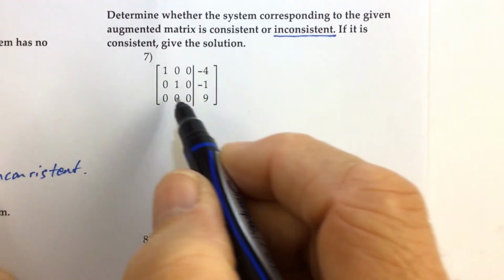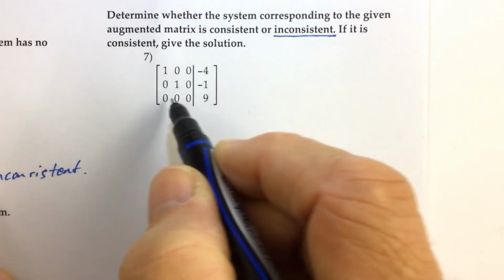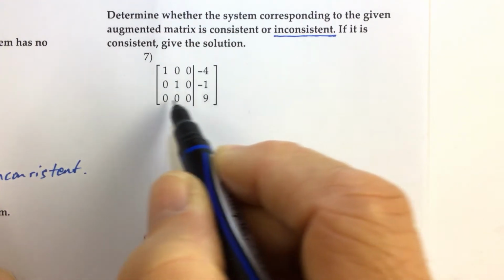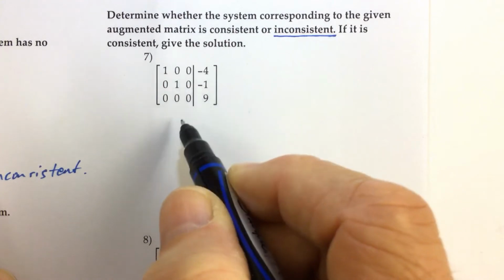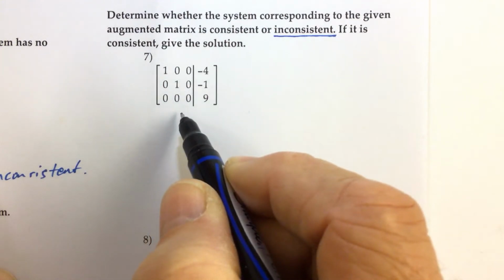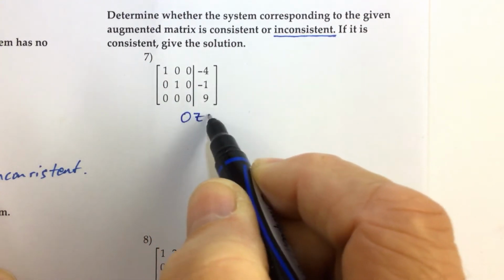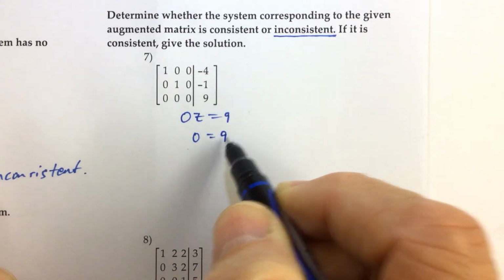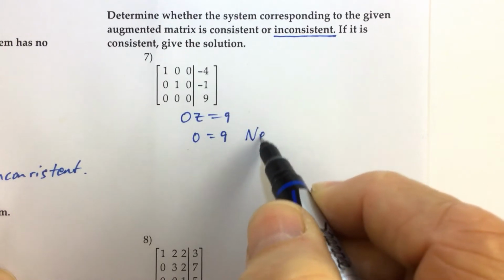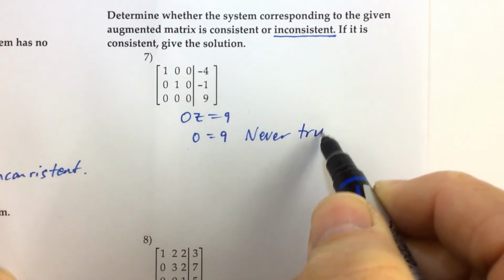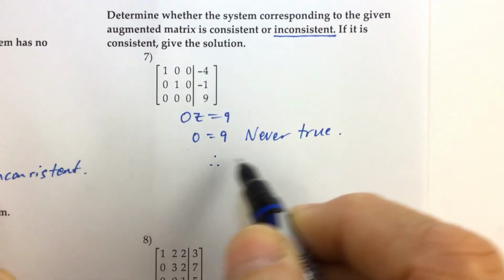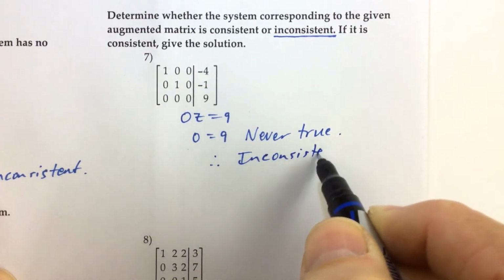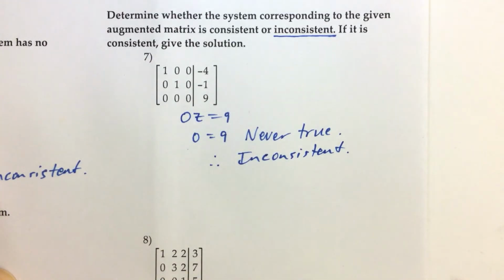And so what we would do here is work our way back from the bottom to the top. In this first equation we're going to write, all we have is zeros here. So we have 0z equals 9, and 0 times anything is 0, so we get 0 equals 9. That's never true. And if we get a statement that's never true, we would say, therefore, the system is inconsistent. So there's not much work to do there.